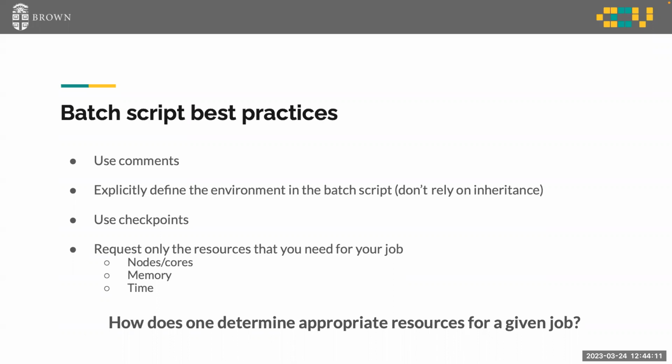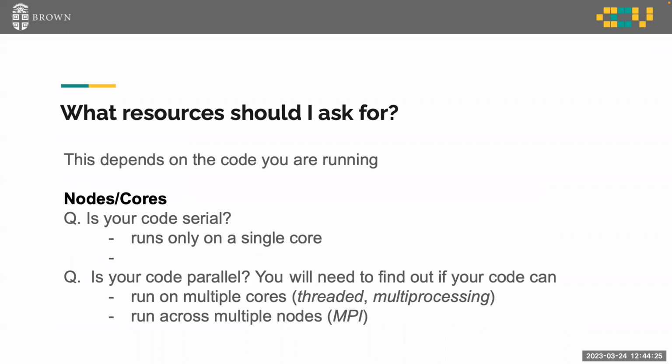There's no good a priori way to know for many applications what you're going to need, certainly not in terms of memory or time. You can make some guesses in terms of CPUs and cores and that sort of thing, nodes and cores. But let's talk about this a little bit. So what resources should I ask for?